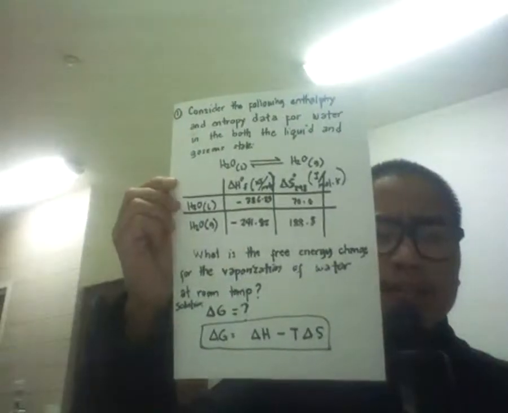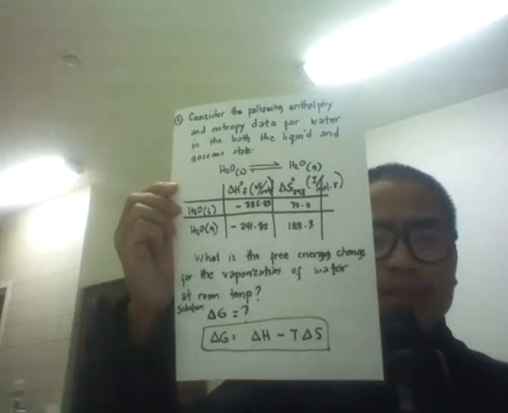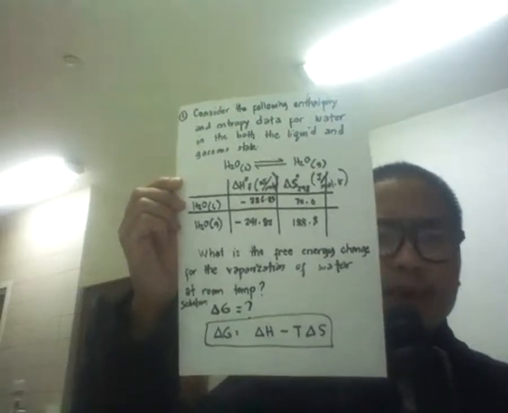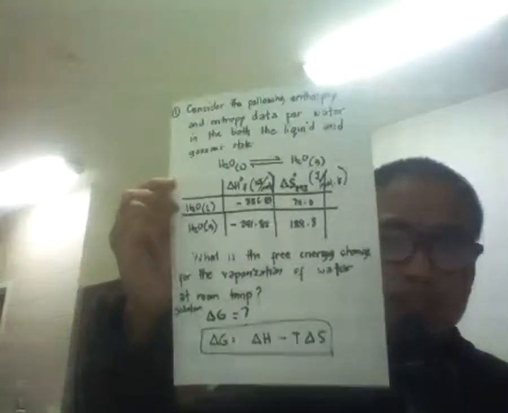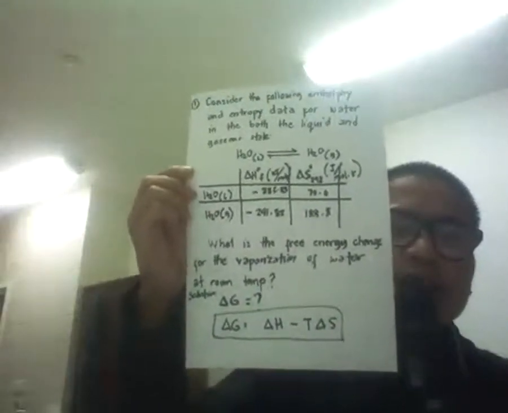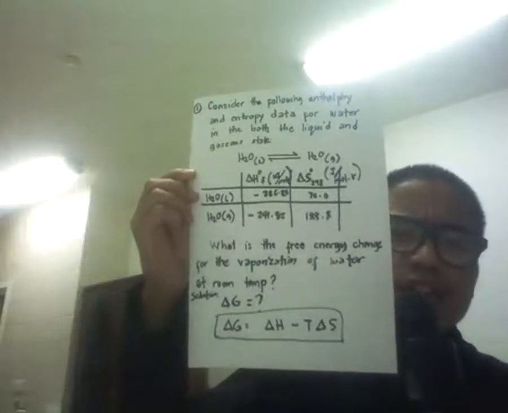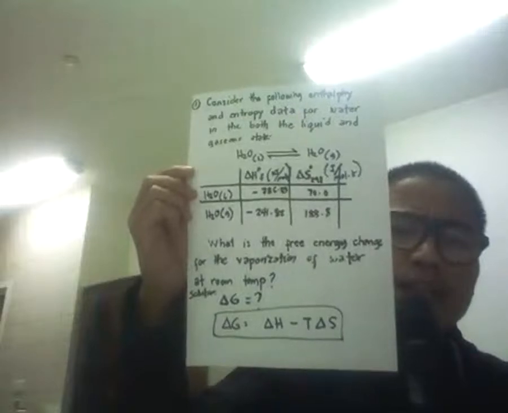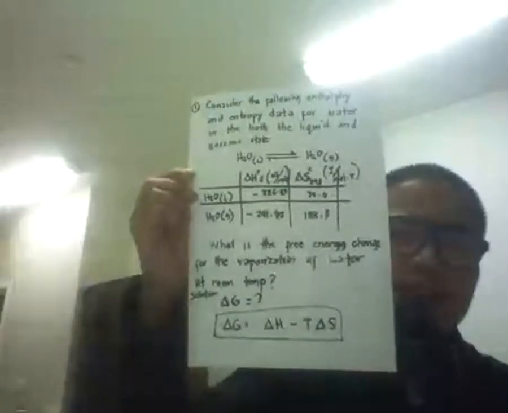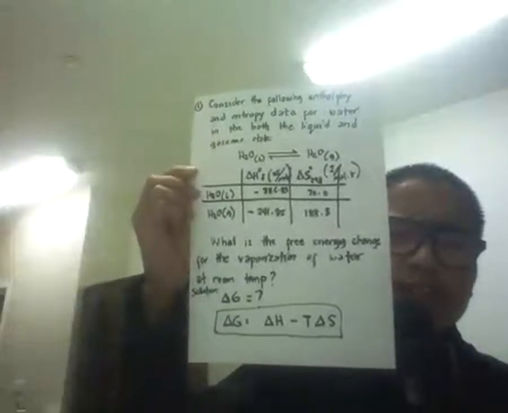So in the second law of thermodynamics, we have this formula. It doesn't mean only Gibbs, but it's also the same as the change in free energy. It's just equal to Gibbs free energy, delta G. Delta G is equal to delta H, the change in enthalpy, minus the temperature times the change in entropy, delta S. T is the temperature in Kelvin.